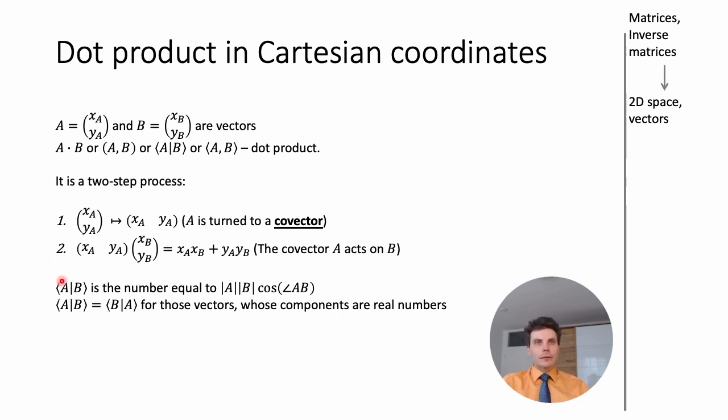The dot product has a numeric value. It's a number after all. Its value is equal to the product of the lengths of the input vectors times the cosine of the angle between these two vectors.